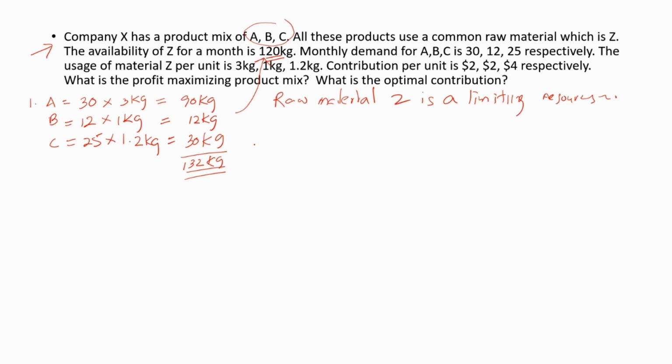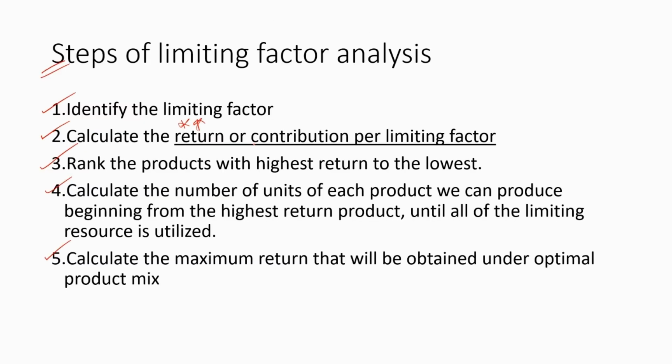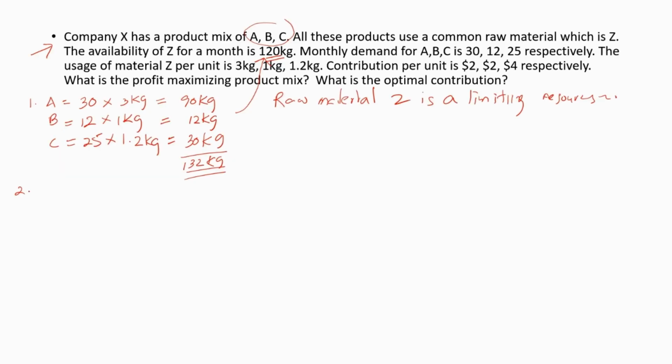Let's go back to the steps. Now we have to calculate the return or contribution per limiting factor. Pay very close attention to this step. This is really important. So step 2 is to calculate the contribution or return per limiting factor. This is where most students will get confused. They will simply take the contribution per unit value in order to make the decision. So the highest contribution per unit is $4, so they will select this product to give the priority. But this is incorrect. We have to calculate the contribution per limiting factor.